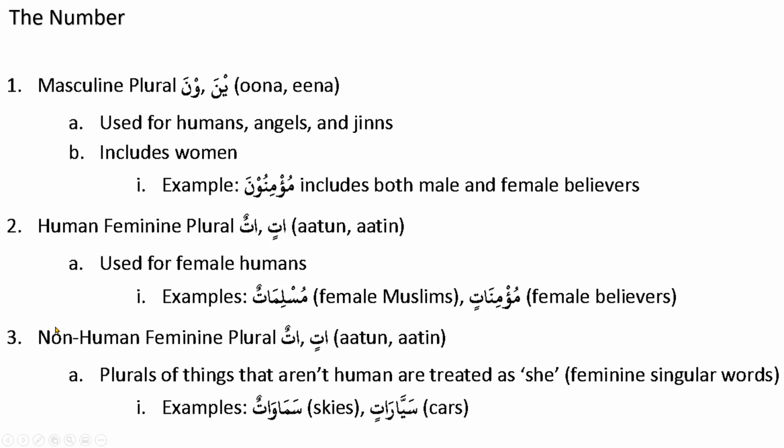So out of the 6, 3 categories are from the chart: masculine una, ina; human feminine atun, atin; and non-human feminine, also atun, atin. Everybody clear on this? Any questions so far? Simple, the chart. We just divided it into 2 charts, and we took one category from the masculine chart and two categories from the feminine chart, because a feminine word can be human feminine or non-human feminine. Simple as that. Everybody clear? Okay, good. Next one.